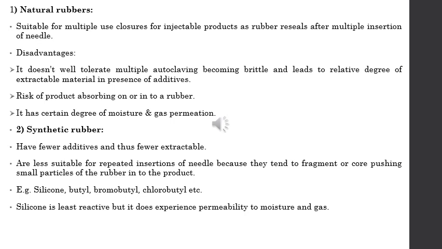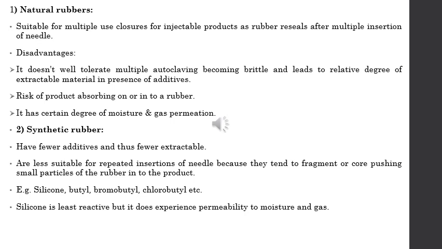The natural is used for multiple use closures, but it has some disadvantages. It cannot tolerate multiple autoclaving conditions, because of which it can become brittle, and the extractable material, that is material which goes from the rubber into the product, can increase. The risk of absorbing, both from and into the rubber, can also increase, and it has a certain degree of moisture and gas permeation.